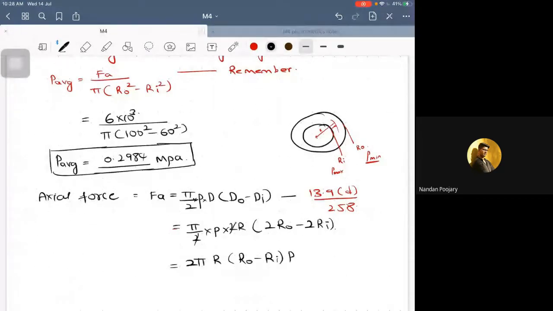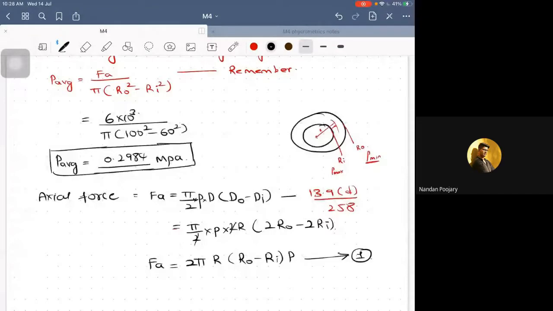So the axial force is given as such. I'll be taking this as equation number 1. So am I correct till now? Any mathematical errors? Is that correct? Just need confirmation from you guys.